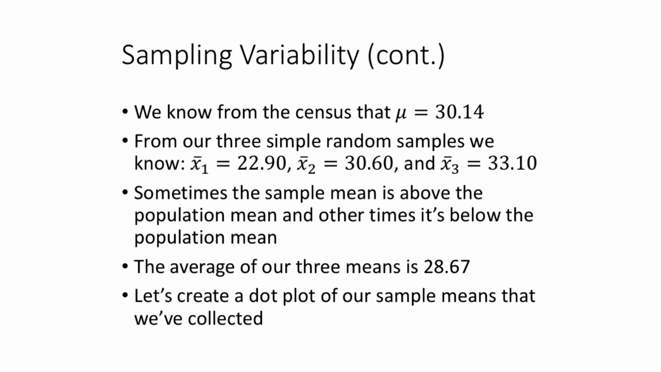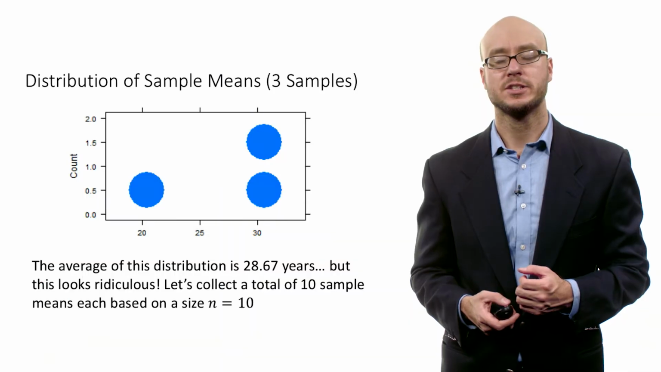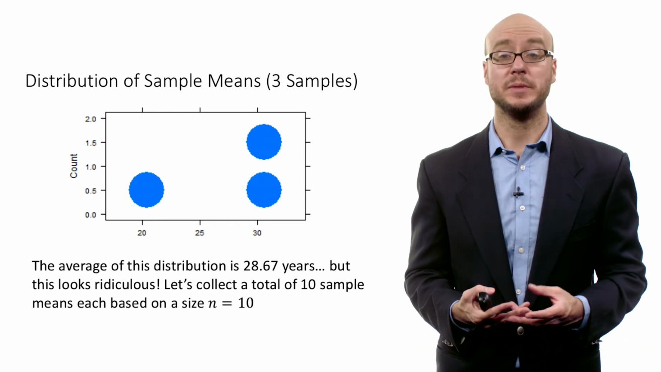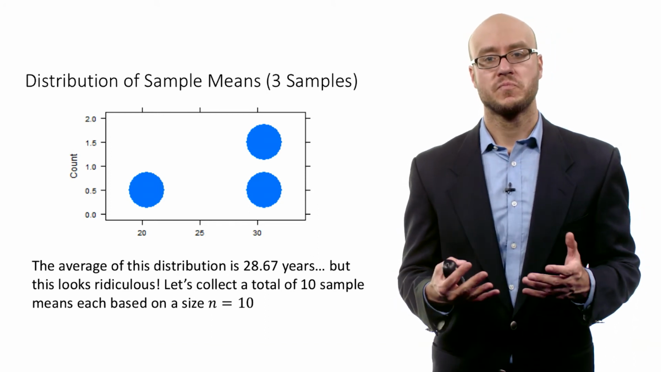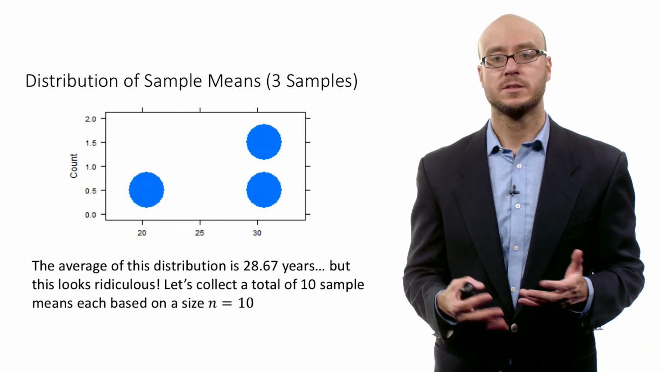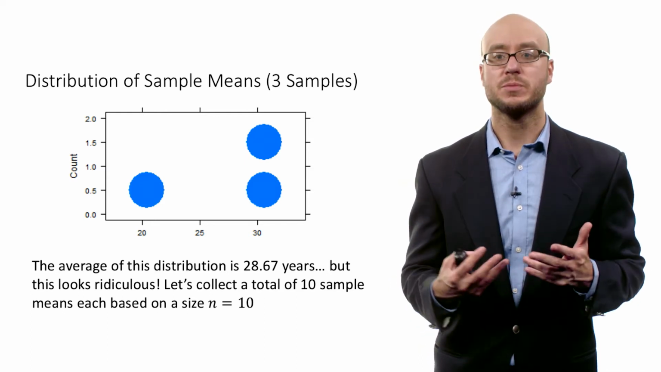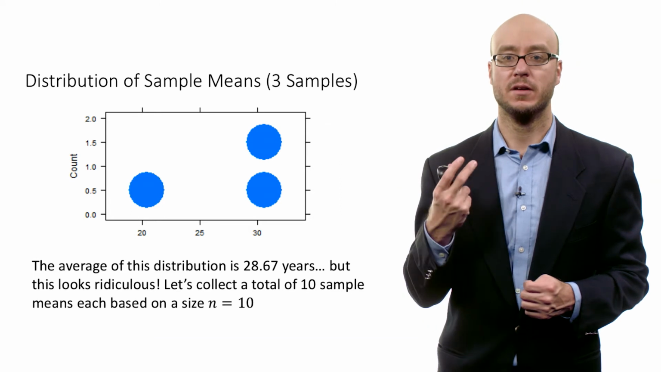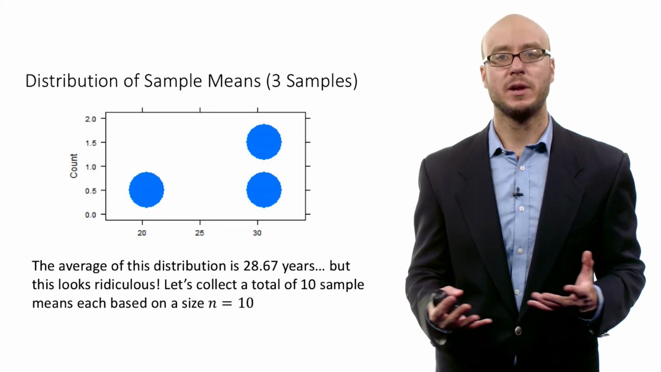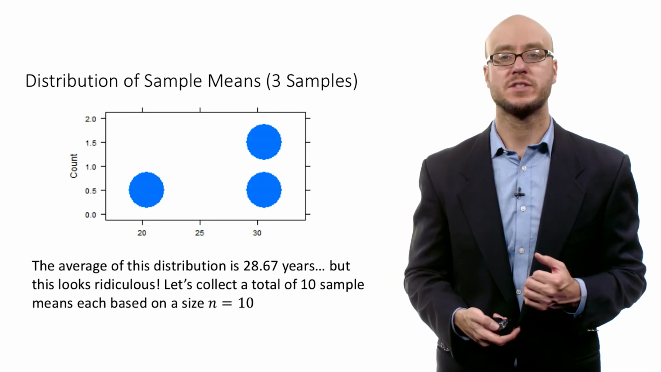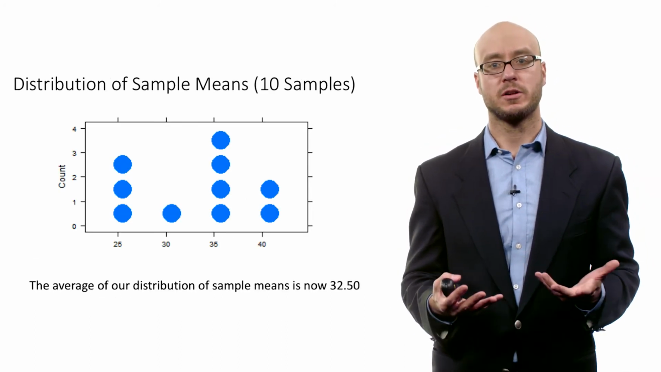So let's create a dot plot of our sample means that we've collected, just to keep track of what's going on. This is a dot plot. You can see we have 3 sample means. But this looks kind of ridiculous. So why don't we collect 10 sample means, each based on a sample size of 10 people, and see what happens when we look at the distribution of sample means? This is what our distribution looks like.